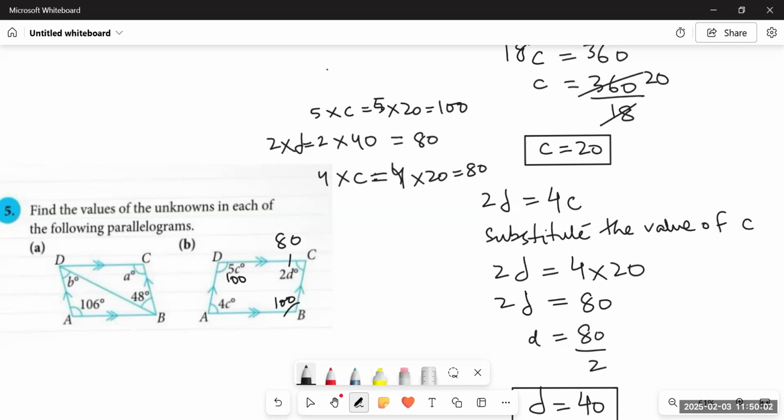Hence proved that we have solved this question absolutely correct. The value of D is 40 and that of C is 20. And if we substitute the values in the given expressions, we can easily figure out that the values that we have found are absolutely correct. This is how we have to solve these type of questions.